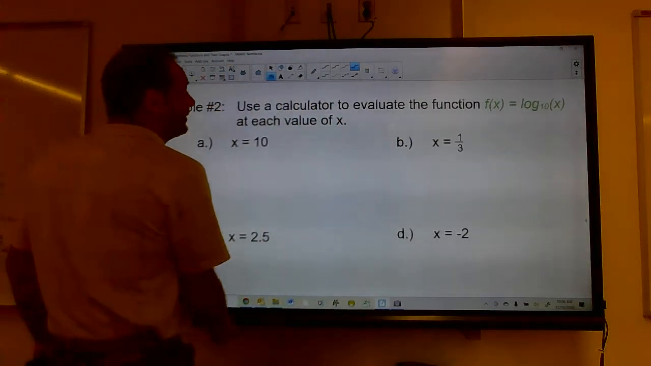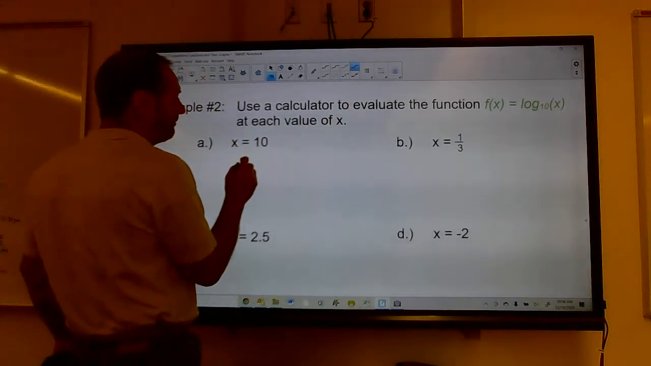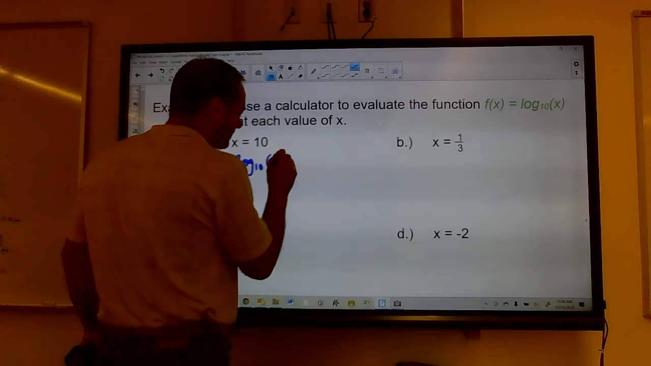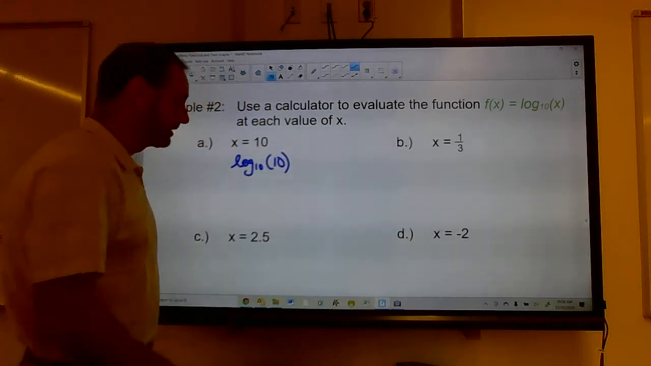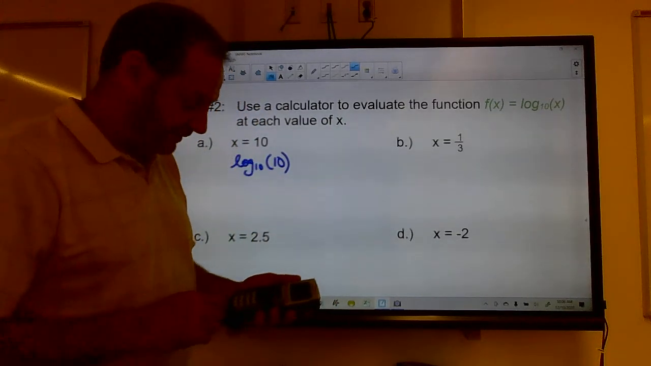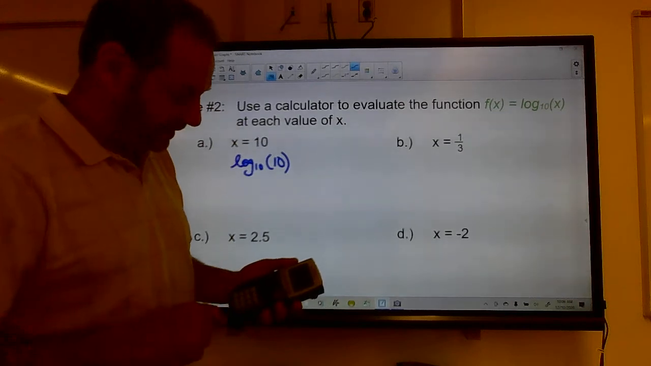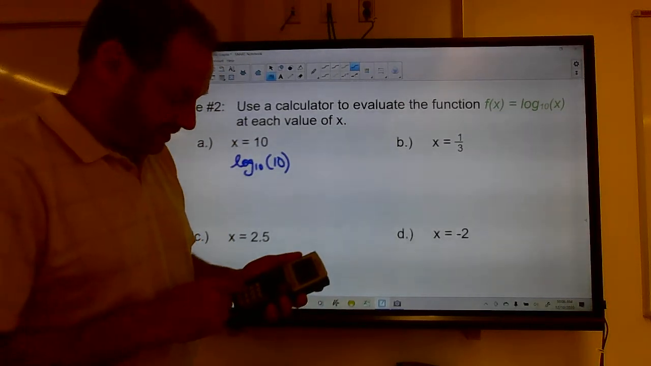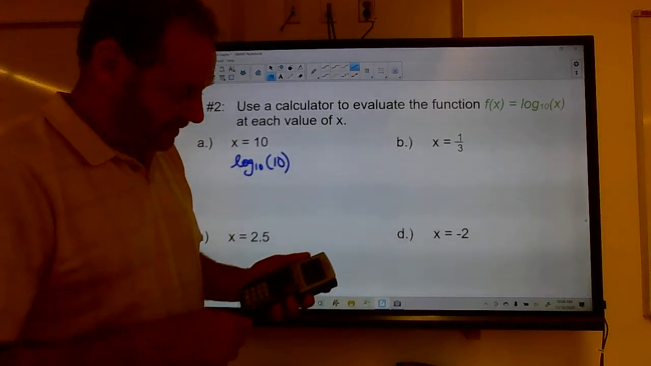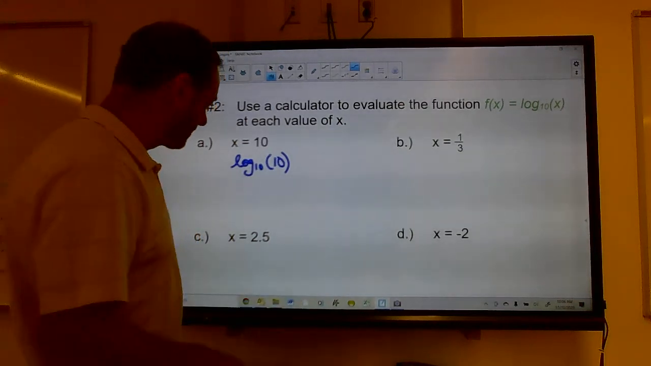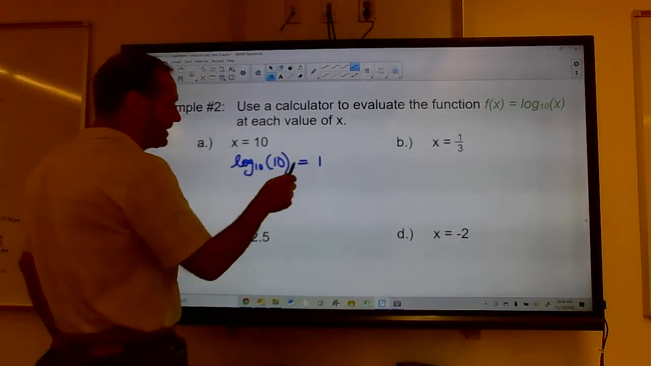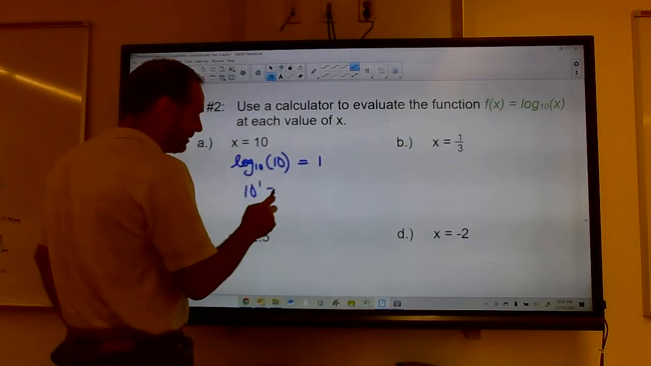Okay, so what we need to do is find the log base 10 of 10. Well, that's one we could actually do in our head pretty simply. We're going to do it on the calculator here. So you're going to push the log key, and remember that's automatically the log base 10, and you're going to put in 10 and close the parenthesis and hit enter, and it's 1. And that makes sense because 10 to the 1 power is 10.